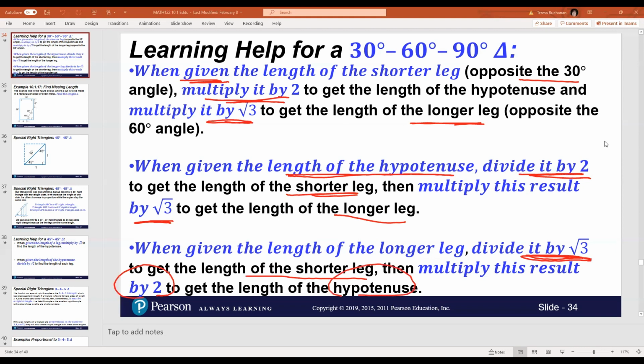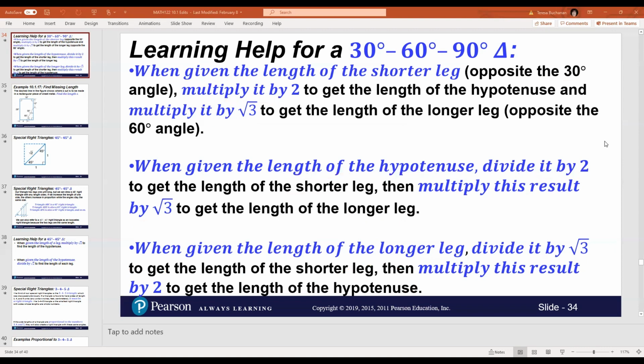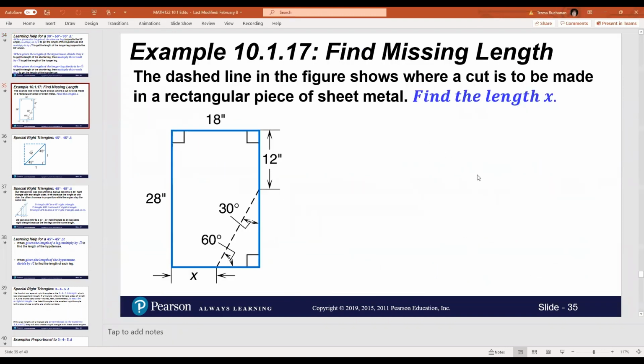So that slide may be some help to you. You can keep your eyes on that, refer to that, come back to it if it would be useful to you. All right, so find a missing length. Here's a word problem that's kind of interesting, challenging. The dashed line here, it says, shows where a cut has to be made in a rectangular piece of sheet metal. Find the length of X.